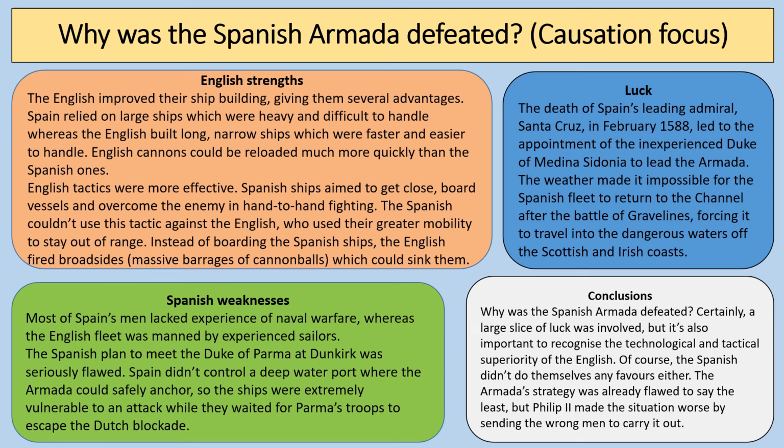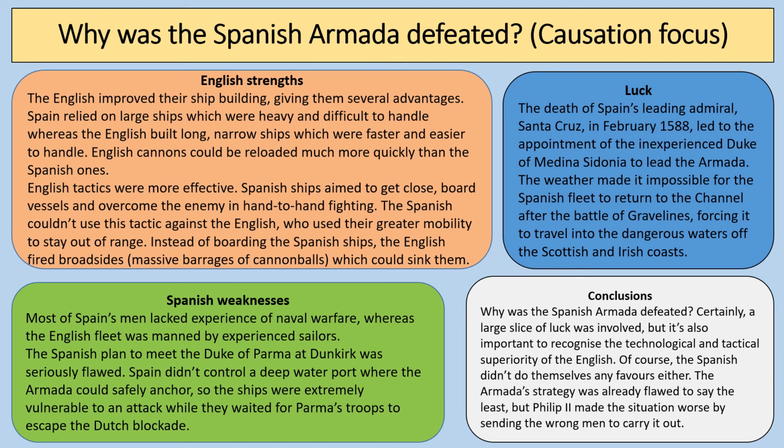The Spanish obviously had weaknesses, so they lacked experience. The Duke of Medina Sidonia wasn't an experienced naval commander, for example. The Spanish showed inexperience in dealing with the fire ships, allowing their fleet to be scattered and abandoning that strong crescent formation. The Spanish plan to meet the Duke of Parma was flawed. Spain didn't control a deep water port where the Armada could safely anchor, which meant the ships were very vulnerable to attack whilst waiting for Parma's troops.